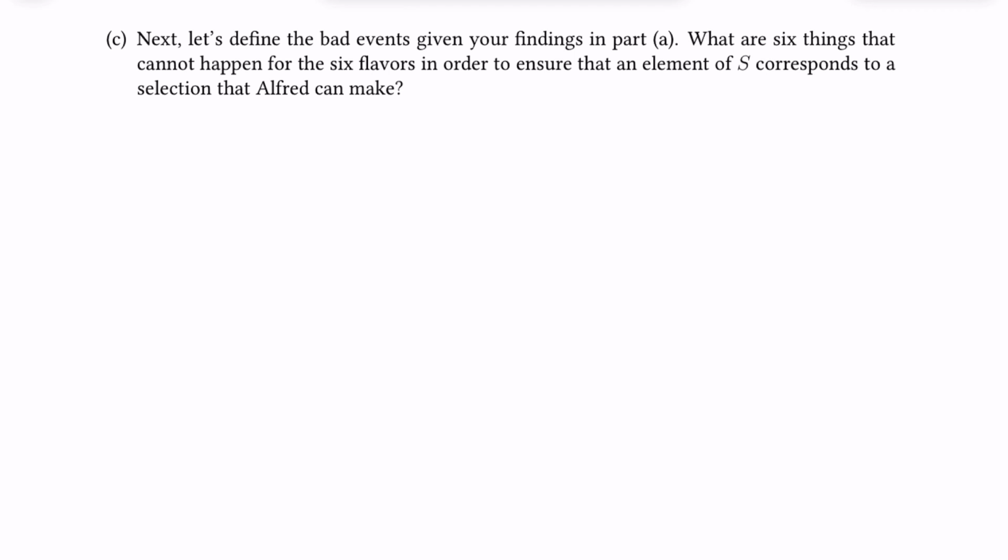So let's define some things that are a part of S that aren't actually a part of our final solution. So what are 6 things that cannot happen for the 6 flavors in order to ensure that an element of S corresponds to a selection that Alfred can make? Take a second and try to figure out those 6 things.